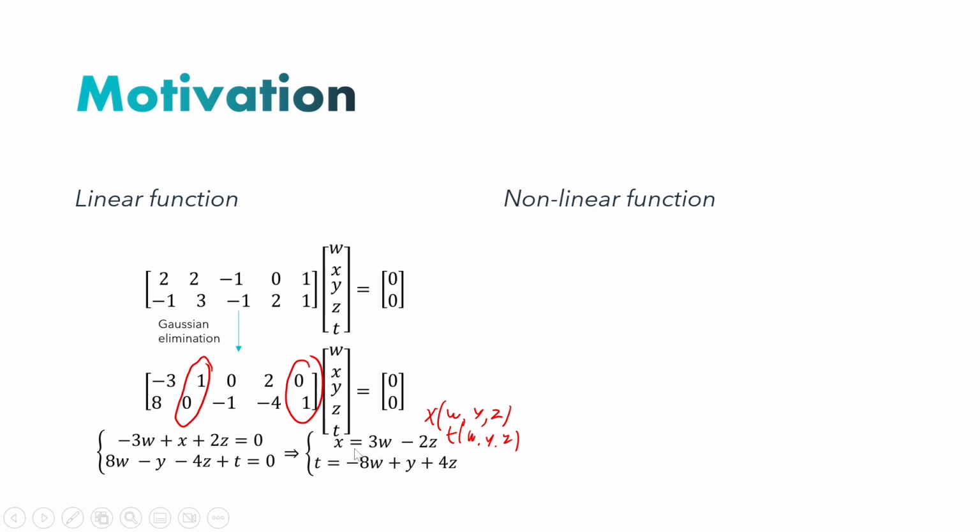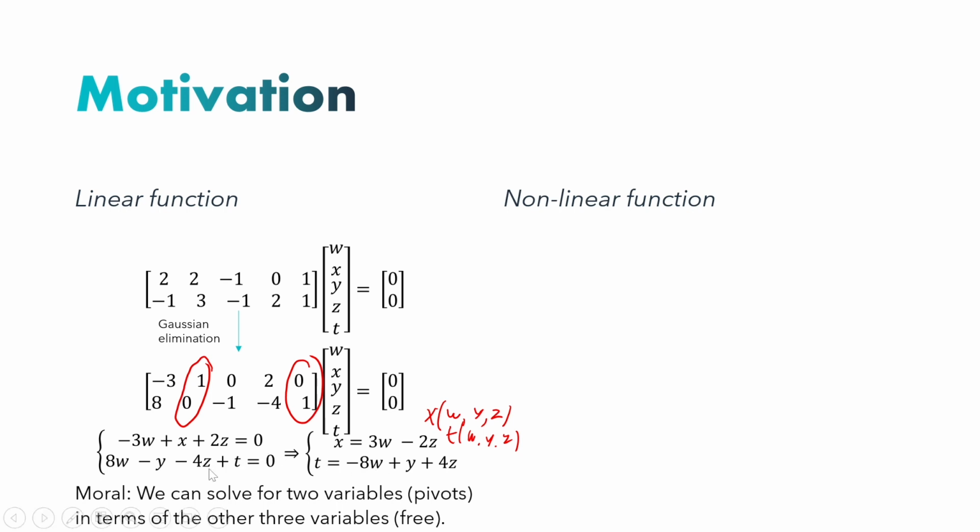Usually in a situation like this, we call x and t the pivot variables, and w, y, and z are the free variables. Like we just said, you're free to pick w, y, and z, and then that constrains what x and t are forced to be. So, moral of the story, we can solve for two variables, the pivots, in terms of the other three variables, which are the free variables.